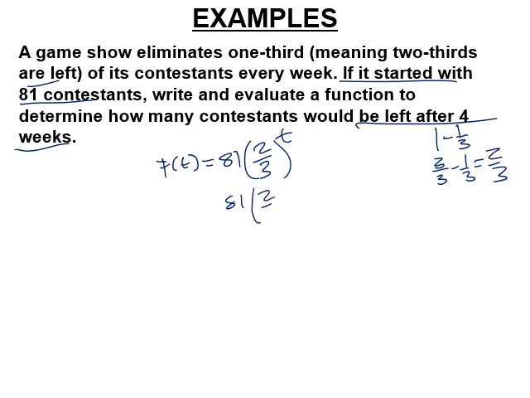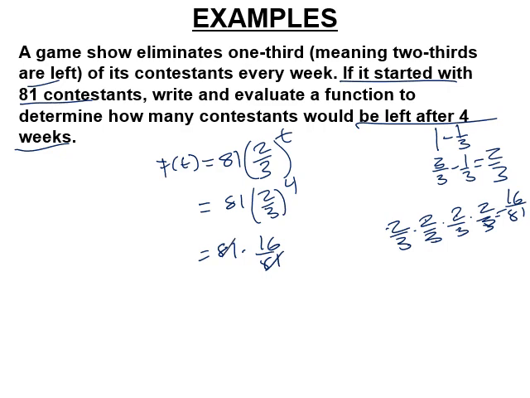So 81 times 2/3 to the 4th. So what's 2/3 to the 4th? 2/3 times 2/3 times 2/3 times 2/3. 3 times 3 times 3 times 3 is 81. And 2 times 2 times 2 is 8 times 2 is 16. So we have 81 times 16/81, and these cancel, and you get 16 contestants, and it's a word problem.